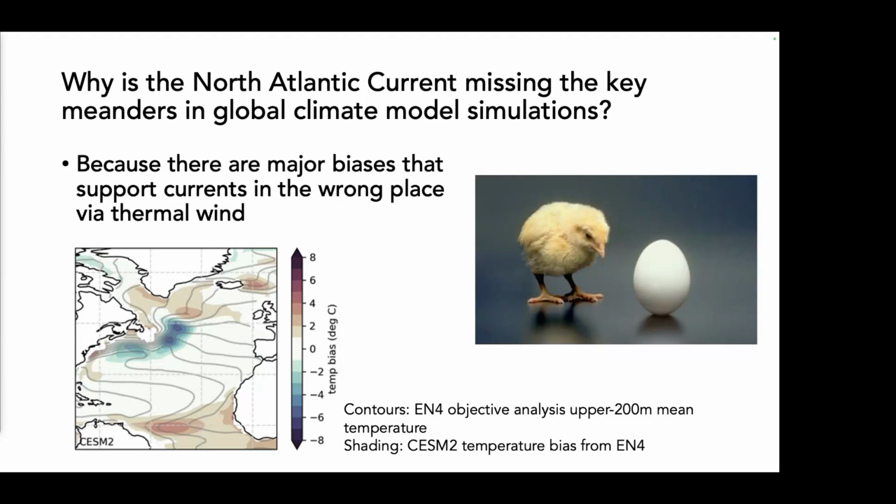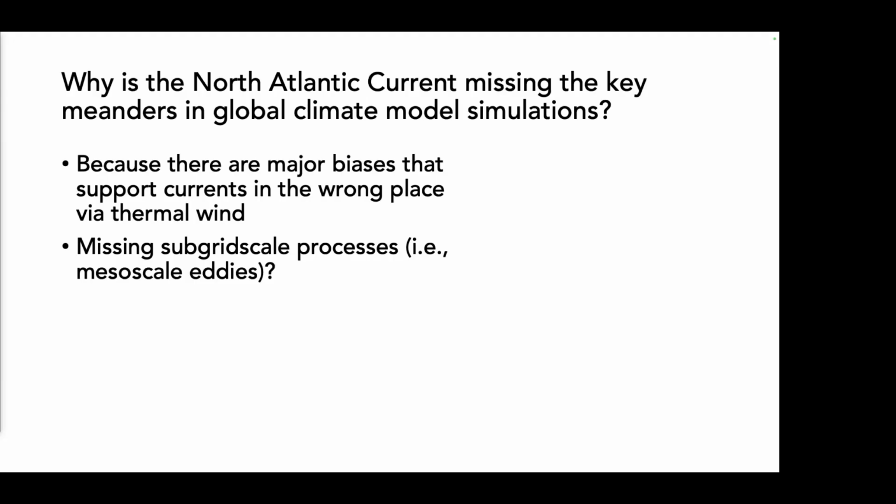The common thing that most people talk about when trying to think about this problem is saying, well, we must be missing some subgrid scale processes, something that's happening far below the 1 degree resolution that's very common in this class of model, like mesoscale eddies.